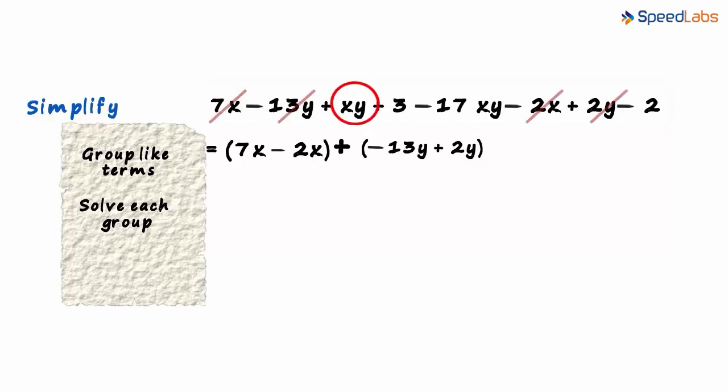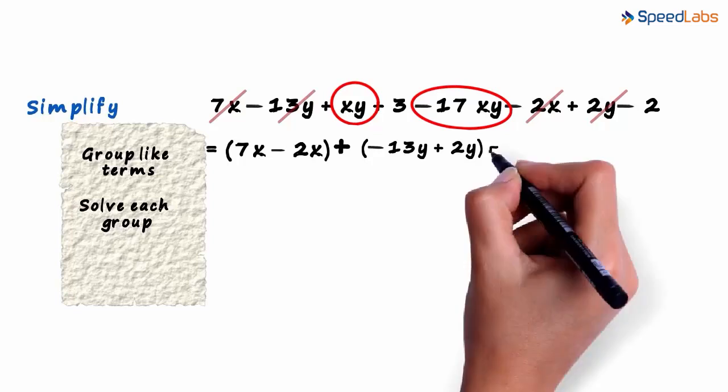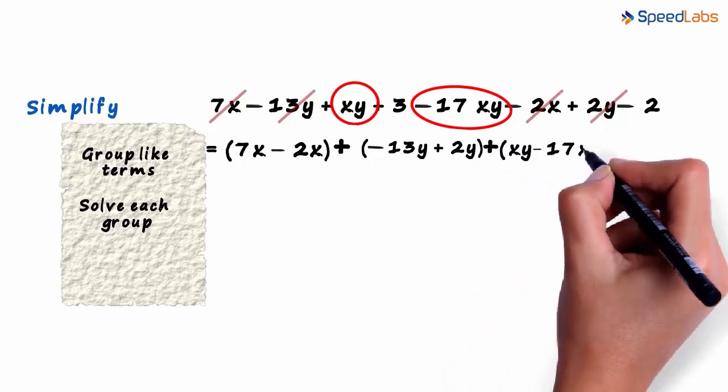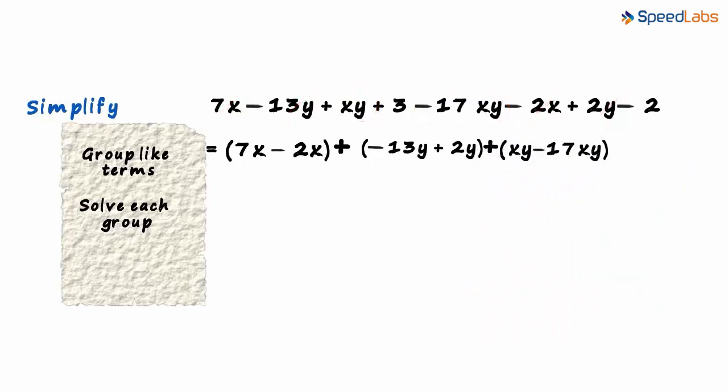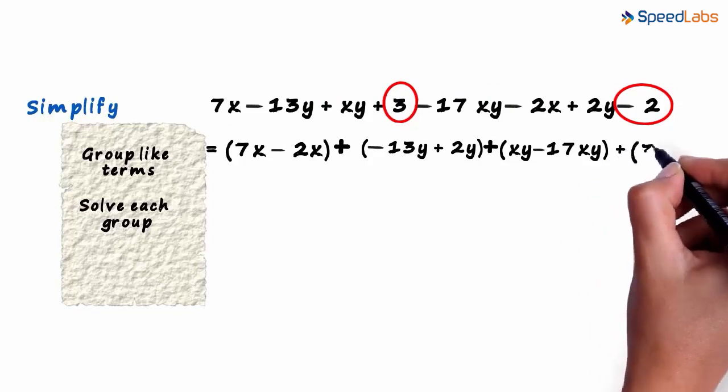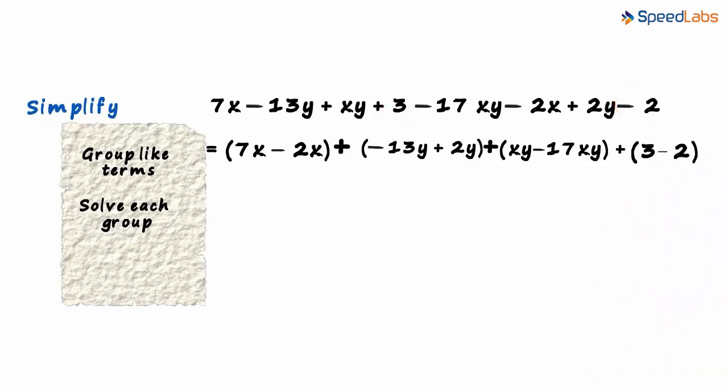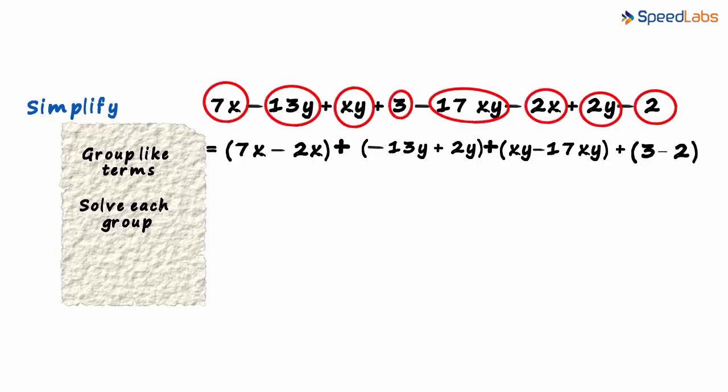The third term is xy. We have minus 17xy, which is a like term. The third group is xy minus 17xy. There are just 2 constants that remain, 3 and minus 2. The fourth group would be 3 minus 2. Once you're done, make sure you have covered each term just once.